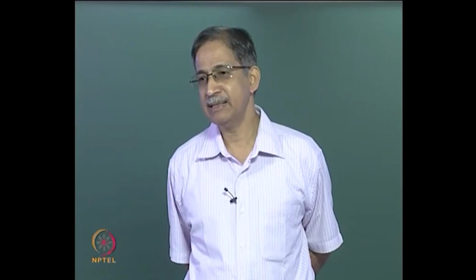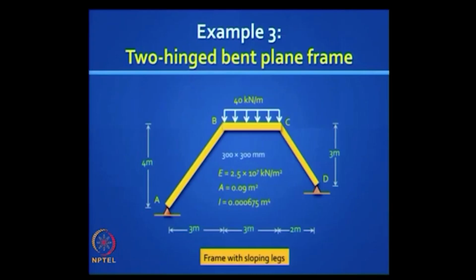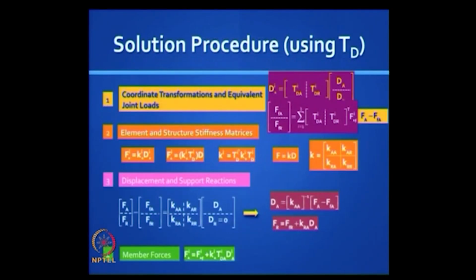What's the degree of kinematic indeterminacy? 2. How many active degrees of freedom do we have in the conventional stiffness method where we don't take any shortcuts? At A, how many active degrees of freedom do we have? 1. At B, 3. At C, 3. At D, 1. It adds up to how many restraints? 4. Okay.